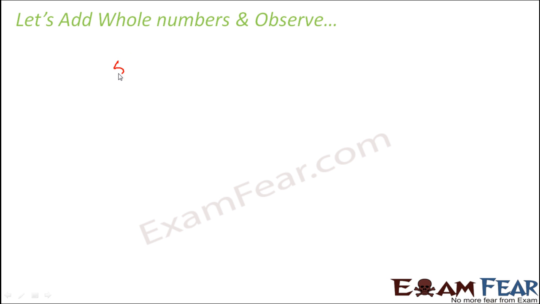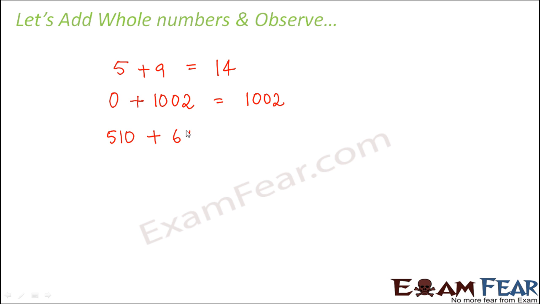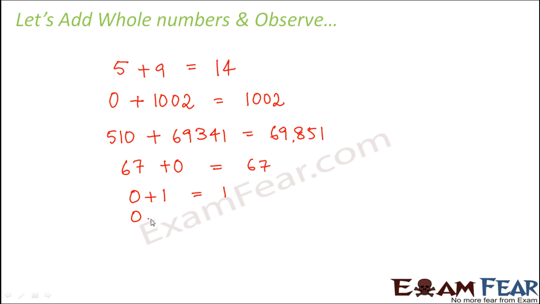Let's say we take 5, we add 9 to 5. What do we get? We get 14. We take another whole number 0. We add 1002 to 0. What do we get? 1002. We take a whole number 510 and add to it 69,341 and we get 69,851. Let's say you take a whole number 67, add 0 to it, you get 67. You add 0 and 1, you get 1. You add 0 plus 0, you get 0.